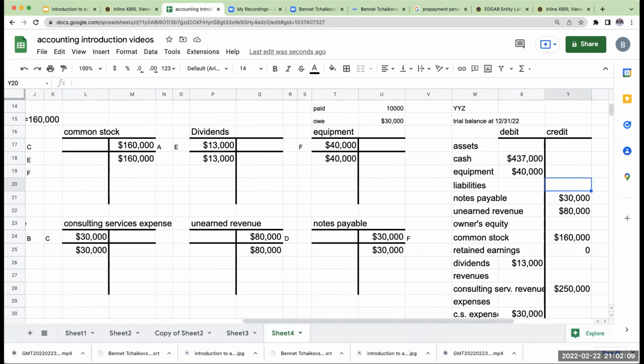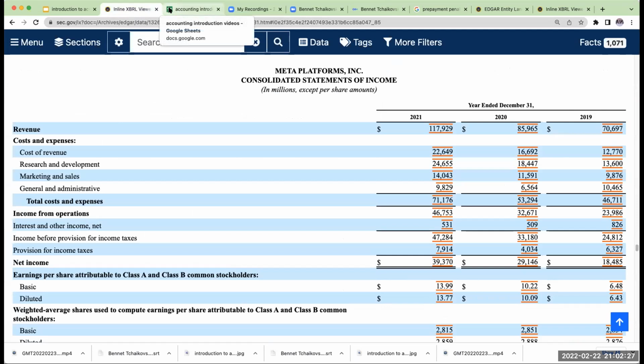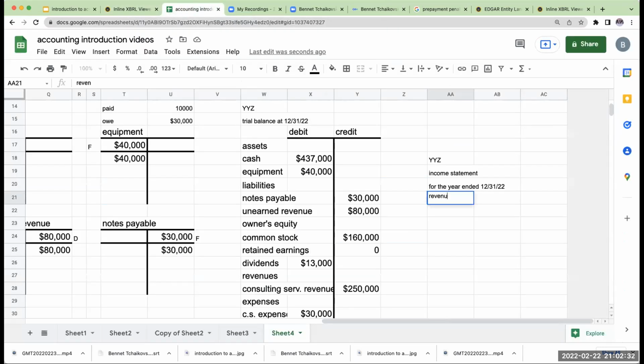So let's go over here and make our income statement. We're going to have XYZ income statement for the year ended 12/31/22. When we do an income statement, it is simply our revenues minus our expenses. Remember that when we prepare financial statements, we do not show debits or credits. We're going to have revenues.